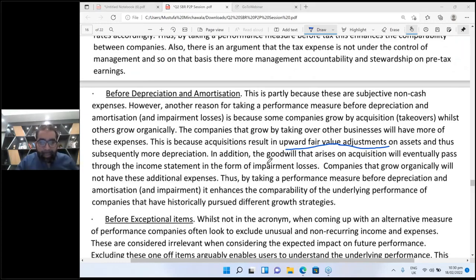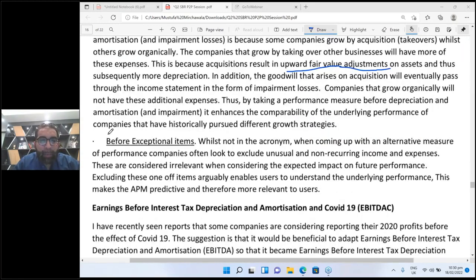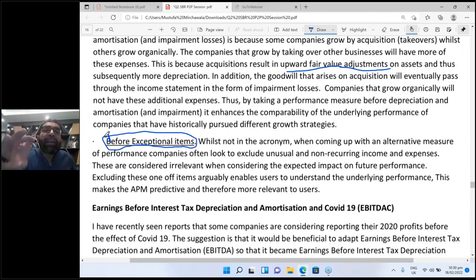Now, one more thing. Listen, this is very good thing. Before exceptional items, it's better to exclude exceptional items. Exceptional items means one-off items. One-off items and one-off events distort comparability, ruin the comparability. For example, a fire occurs in our organization, so it's a one-off event. For example, we unintentionally broke the law, and there is a huge penalty on us because of negligence. So this penalty is a one-off event.